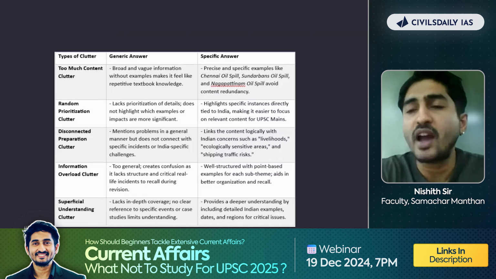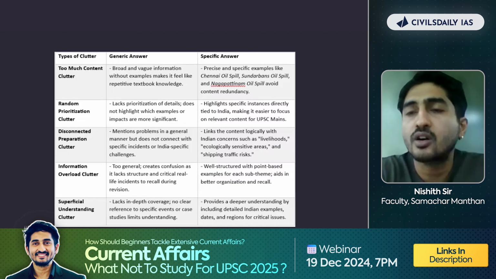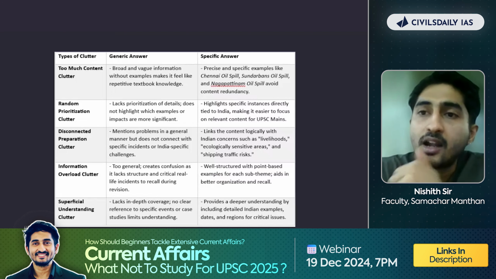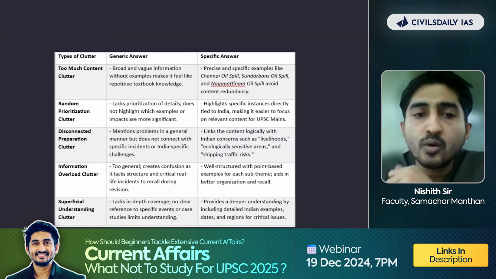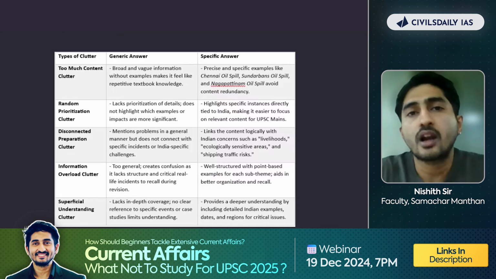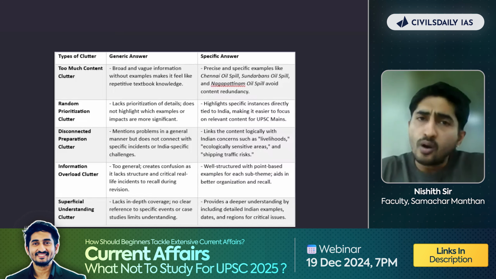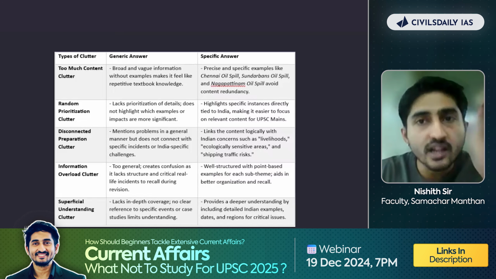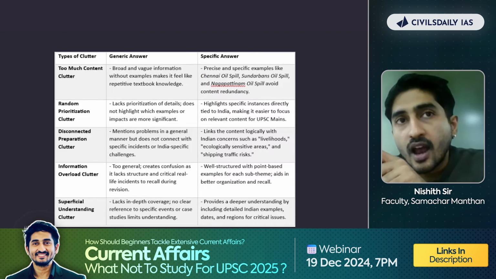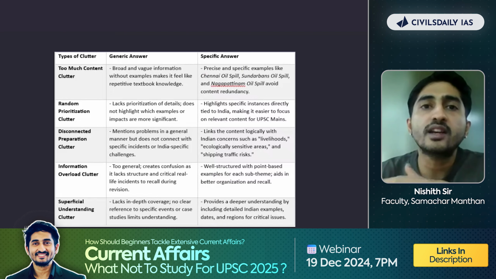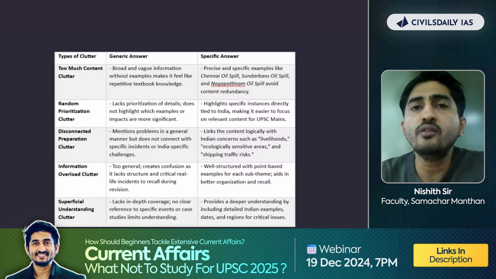There are basically five types of clutter while preparing current affairs, which an aspirant comes across: too much content, random prioritization, disconnected preparation, information overload clutter, and a superficial understanding clutter. What exactly are these five, and how, as a beginner or as a serious aspirant, do we particularly avoid these five forms of clutter so that we end up scoring good marks in our final exam? This is going to be the second topic of the webinar.